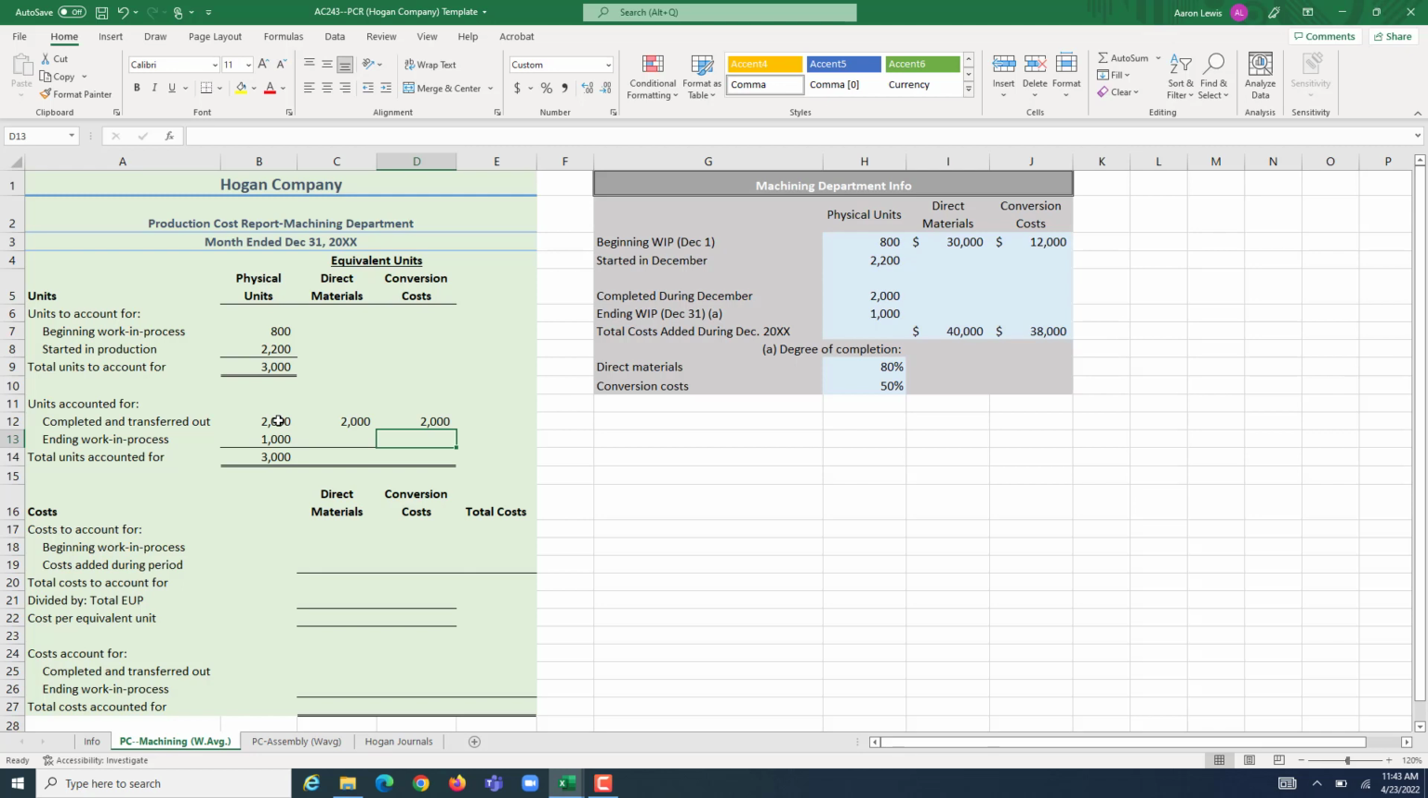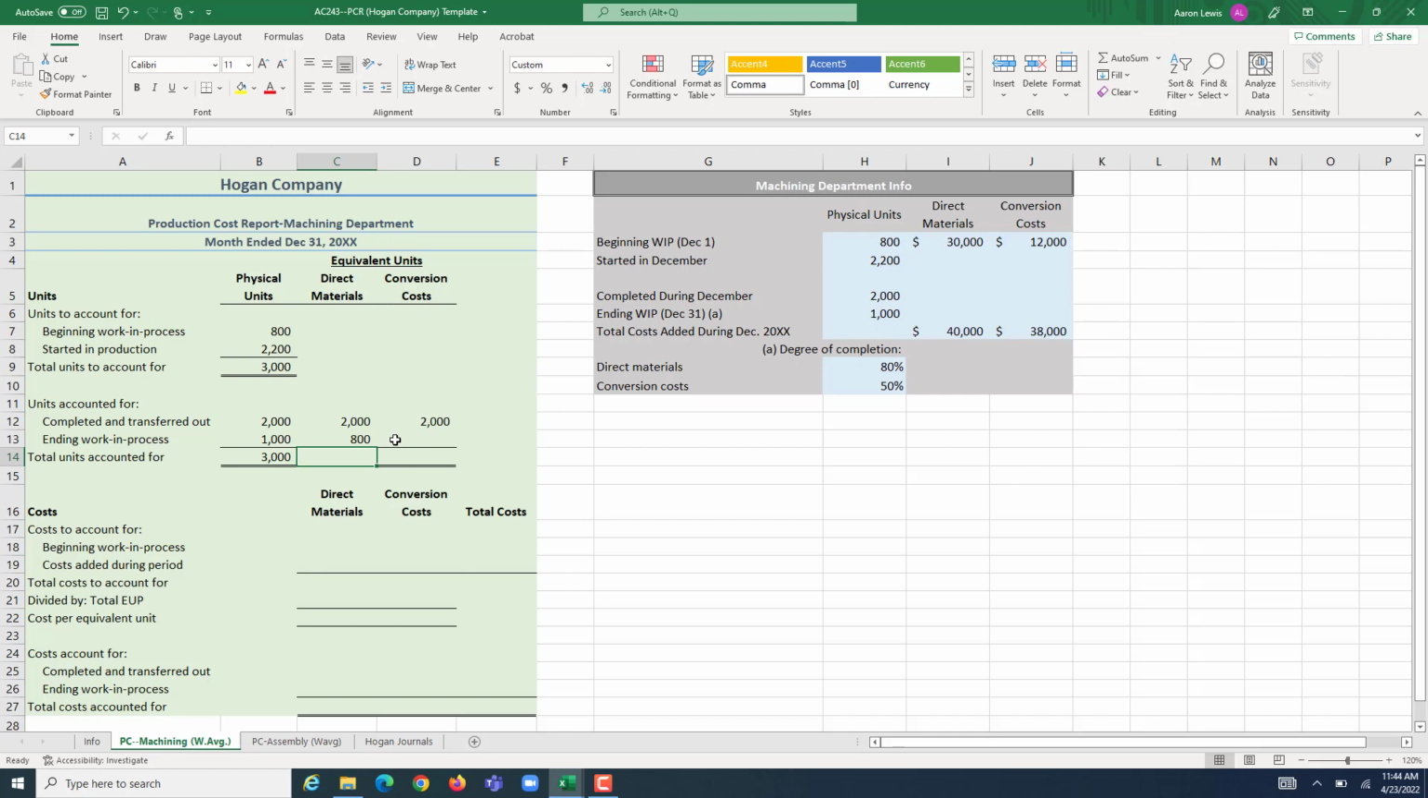Ending WIP is only partially done when the period ends. I mean, we have 80% completion for materials. Well, the question we're asking ourselves in equivalent units is how many gonculators worth of parts could we have finished in full for the same amount of cost that we paid to finish those 1,000 gonculators 80% of the way. And you just take however many physical units are in ending WIP and you multiply it by the degree of completion. We could have made 800 gonculators worth of parts, have them fully done for the same exact amount of cost that it took to get 1,000 gonculators worth of parts 80% done.